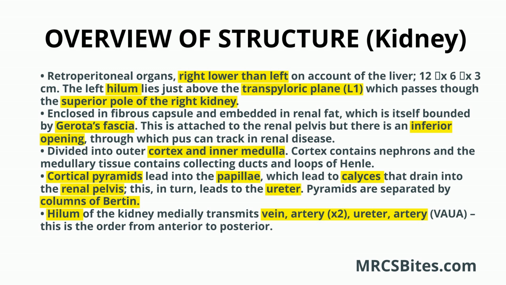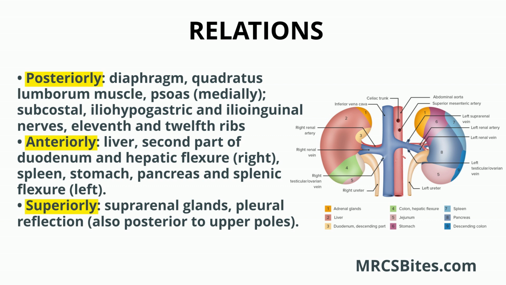Hilum of the kidney medially transmits vein, artery, ureter, artery, VAUA. This is the order from anterior to posterior. Relations. Posteriorly, diaphragm, quadratus lumborum muscle, psoas medially. Subcostal, iliohypogastric and ilioinguinal nerves, 11th and 12th ribs. Anteriorly, liver, second part of duodenum and hepatic flexure, right. Spleen, stomach, pancreas and splenic flexure, left. Superiorly, suprarenal glands, pleural reflection, also posterior to upper poles.